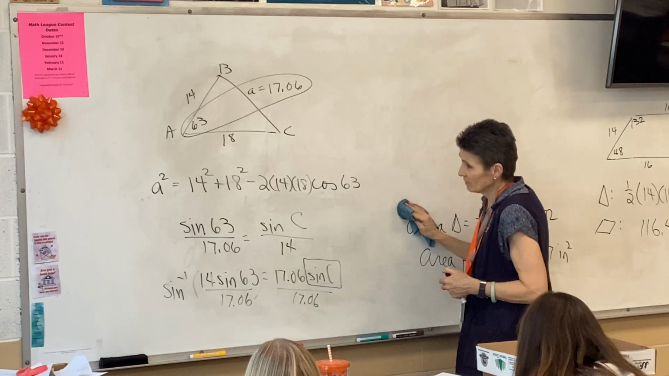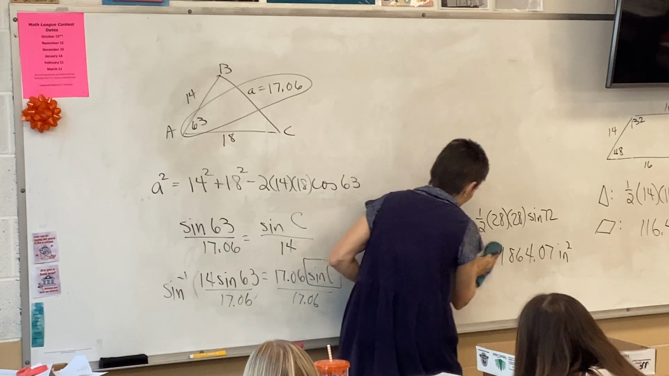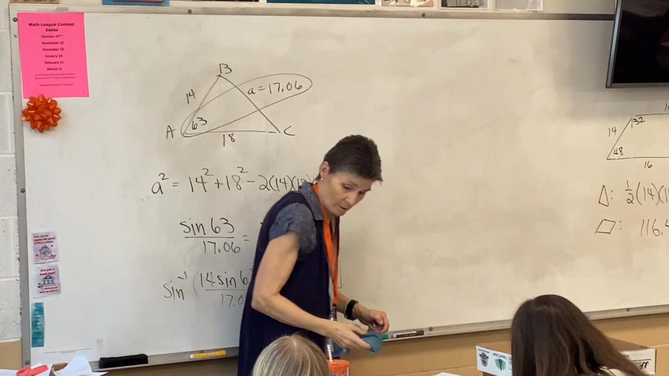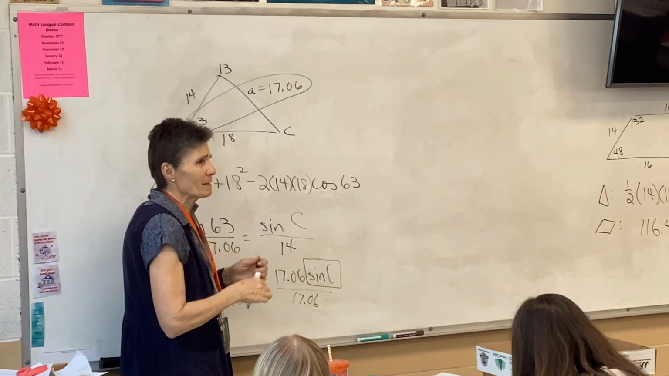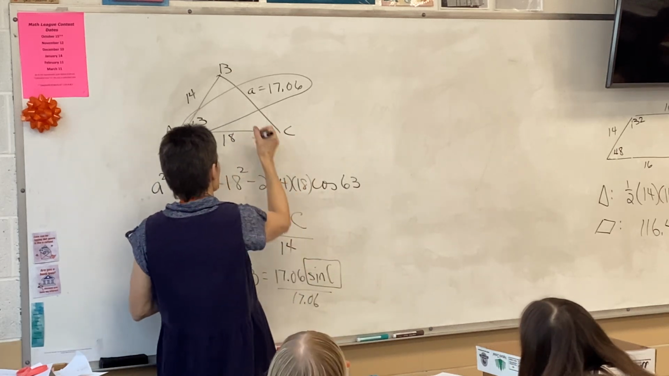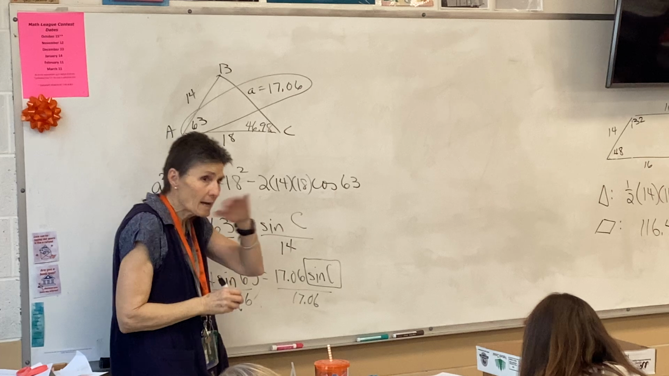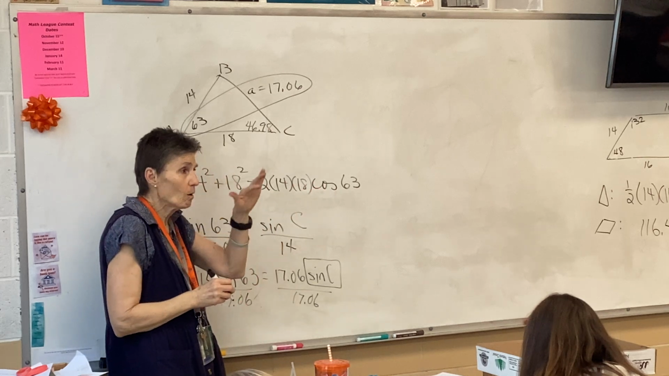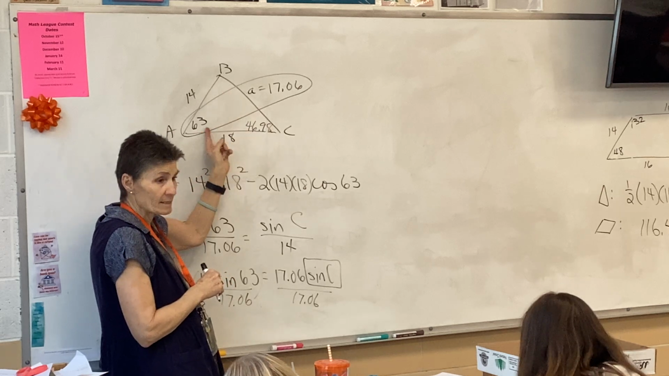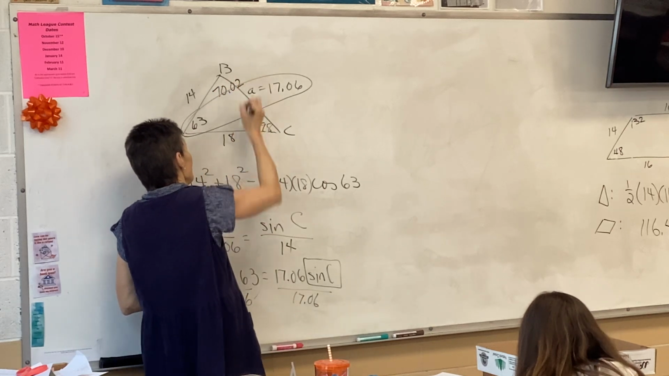And for angle C, what did you come up with? 46.98. Is that what everybody got? And then now we're on easy street, because now we're really done with the problem. To find angle B, we are just going to add these up and subtract. Is it 70.02?